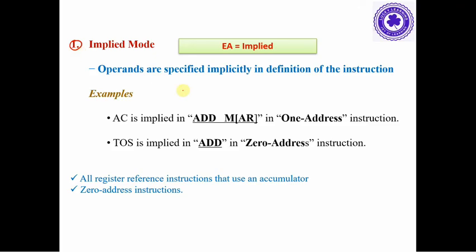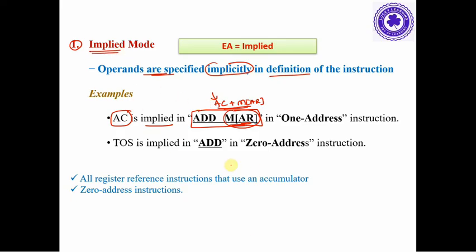Implied mode. In implied mode, operands are specified implicitly in the definition of the instruction. It means the operand is by default already there in the instruction. Say the accumulator is by default in the ADD of memory at location AR. This ADD instruction is going to add the operand in the memory at that location with the accumulator value. So the memory at address location AR is added with the accumulator. One of the operands is already there. That is called implied mode, meaning one of the operands is by default.